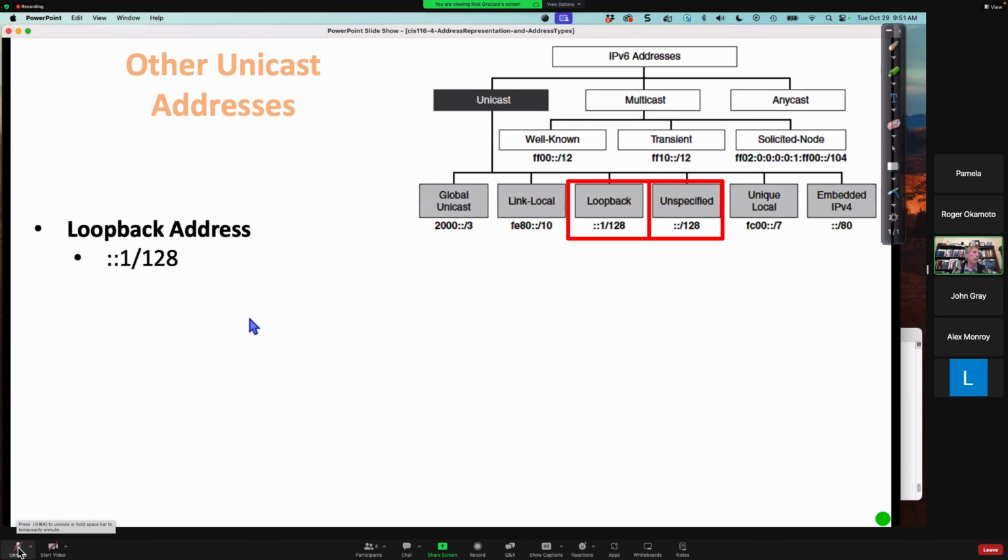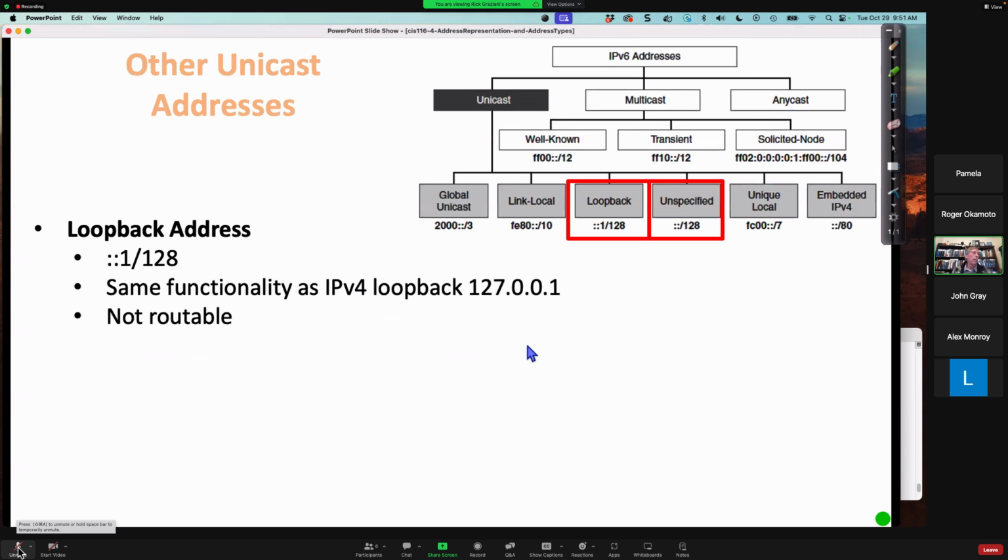Okay, loopback address, let's talk about that. Same functionality as IPv4 127.0.0.1. It's not routable. We usually use that to internally test what we call our TCP/IP protocol stack. We want to ping ourselves, things like that. We want to send packets to ourselves.